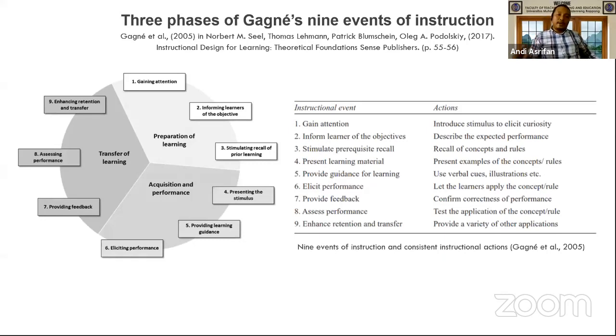So this is the three phases of Gagne's nine events of instruction, where we have three phases here. The three phases come first, preparation of learning: gaining attention, informing learner, then stimulating recall of prior learning. And then acquisition of performance. We have presenting stimulus, providing learning guidance, and then eliciting performance. And then the last phase here is transfer of learning. We have providing feedback, assessing performance, and assessing retention and transfer.